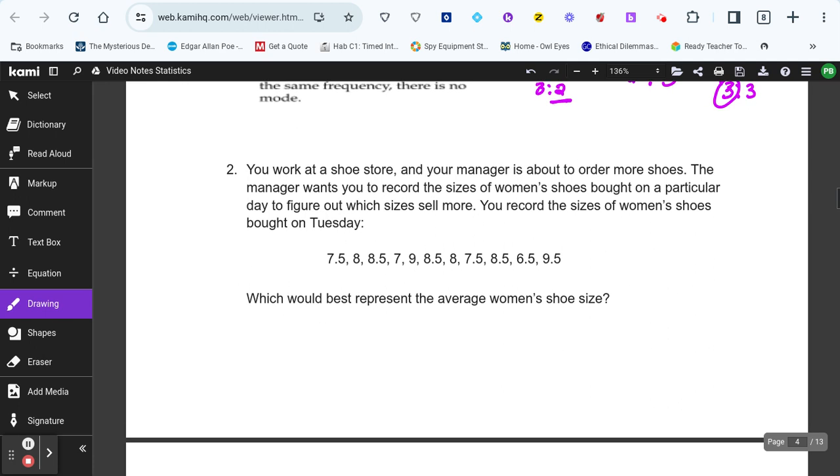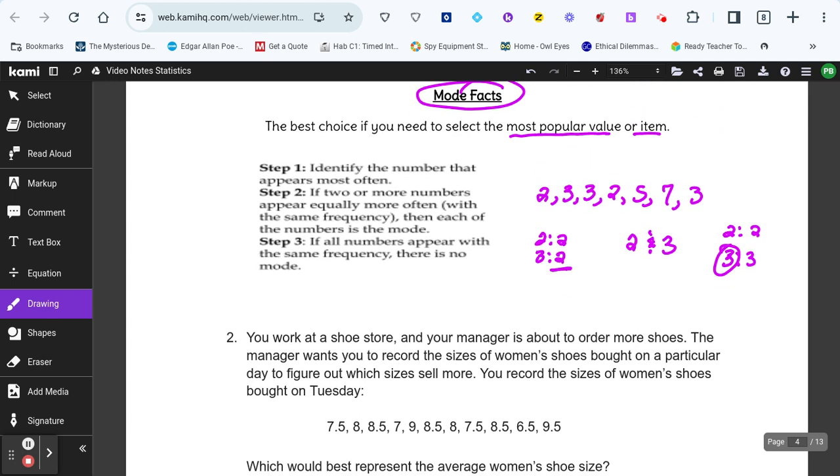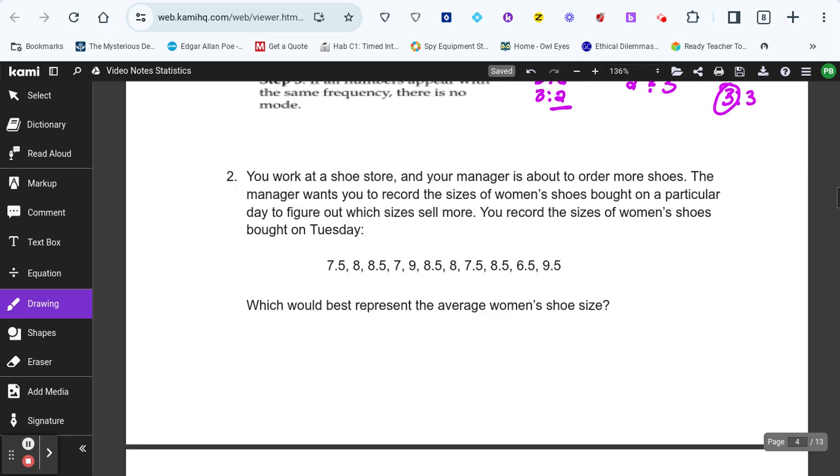Okay, so let's take a look at this one. You work at a shoe store and your manager is about to order more shoes. The manager wants to record the sizes of women's shoes bought on a particular day to figure out which sizes sell more. You record the sizes of women's shoes bought on Tuesday. What would best represent the average women's shoe size? So I'm going to go back up here. When you are talking about the most popular item that sold, or favorite, always use the mode.